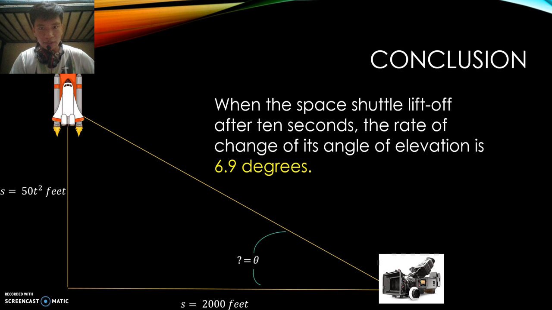As we conclude, when the space shuttle lifts off, after 10 seconds the rate of change of its angle of elevation is 6.9 degrees per second.